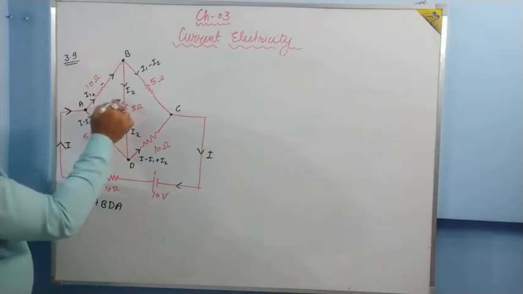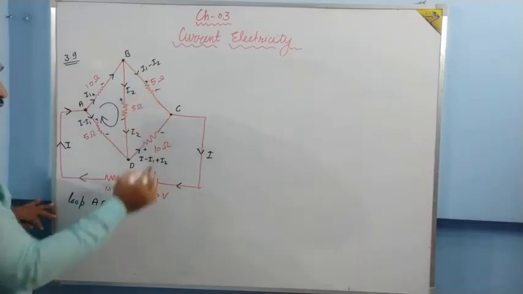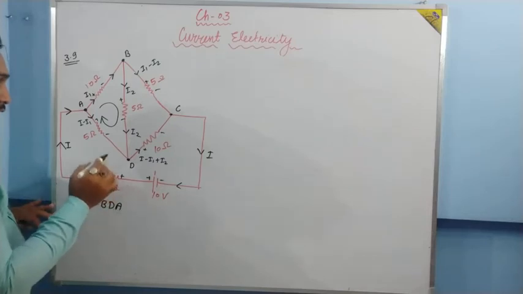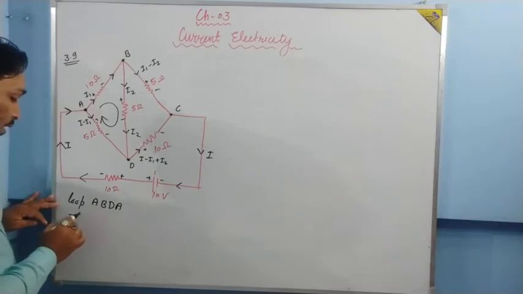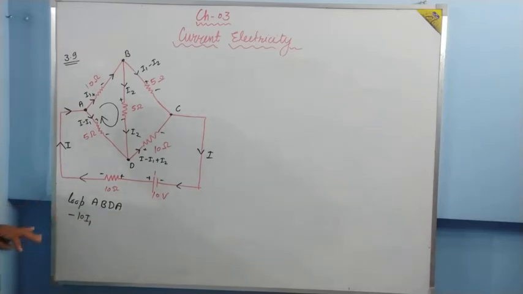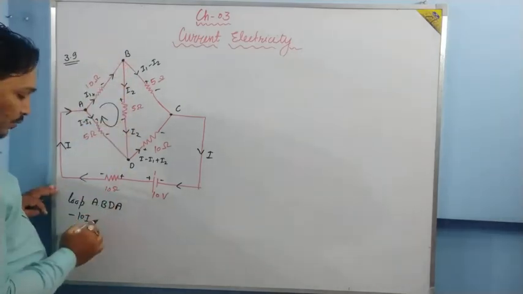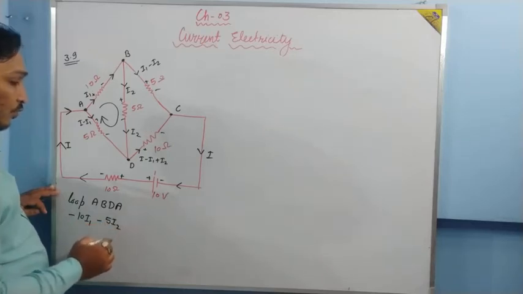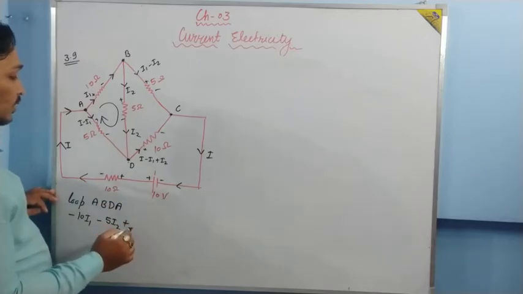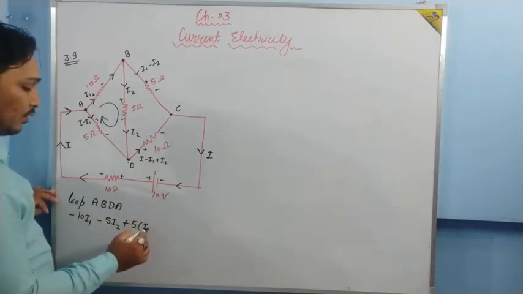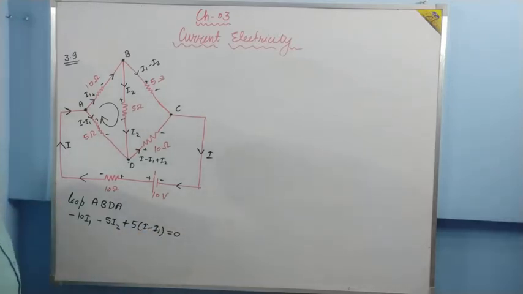I have not put the sign, let us put it. Plus minus, plus minus, plus minus, plus minus. Okay, now we are moving plus to minus. So basically what will happen? We'll put minus sign. And what is the current over here? I1. Okay, now B to D, plus to minus, minus 5 I2. D to A, it will become minus to plus, plus 5 in bracket I minus I1 is equal to 0. This is the first equation we get.